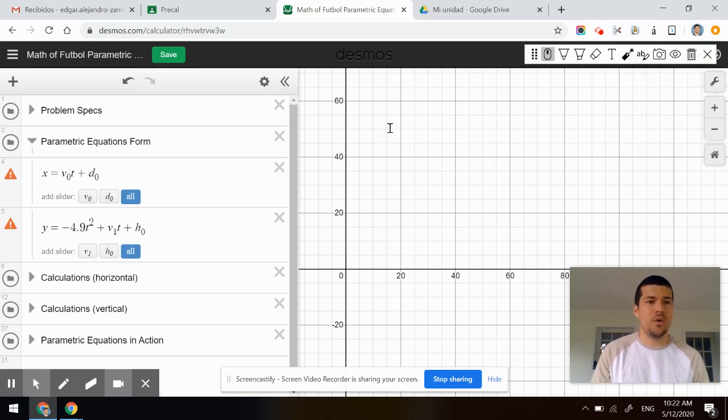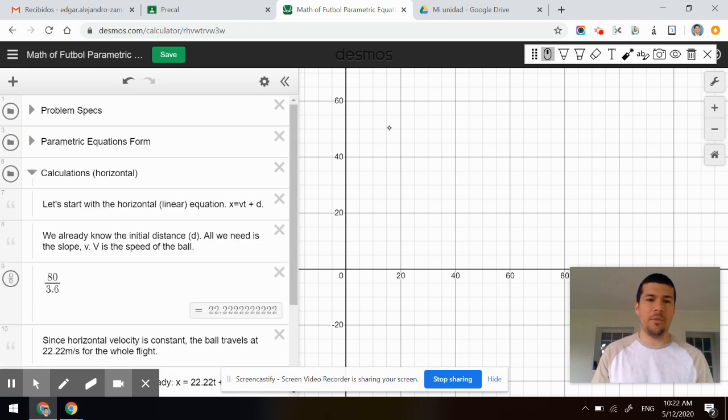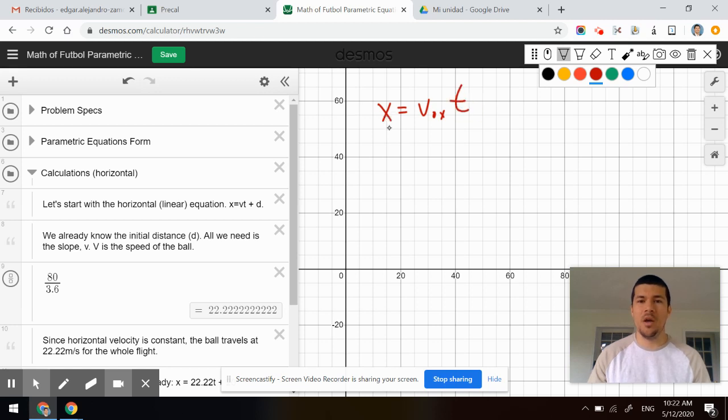All right, so if we move along, the horizontal calculations aren't bad at all. So we said x equals, and we're going to go with our v sub 0, our initial horizontal velocity multiplied by time, plus the initial distance horizontally away from the goal, counting the goal as 0, 0. All right, so we know how far away the ball was from the goal. It was 20 meters away from the goal, so that is given.